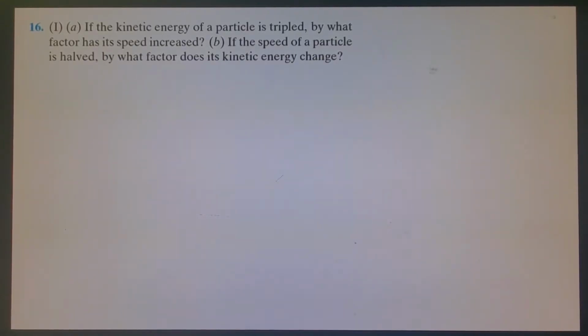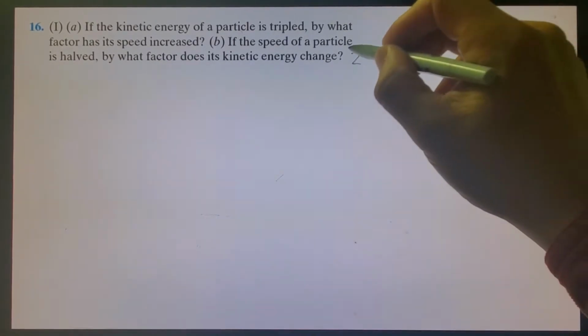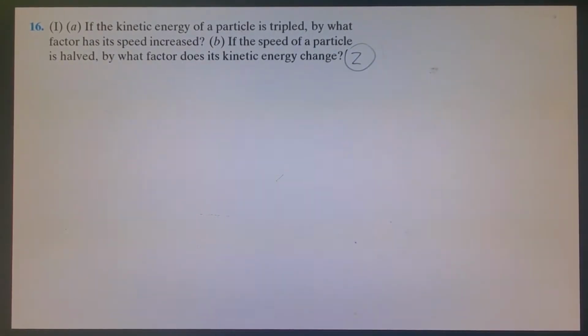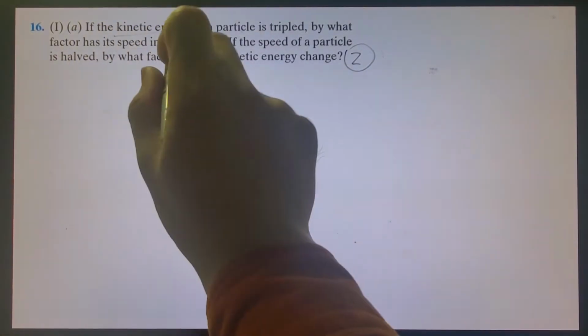This is chapter 6, problem number 16. The lucky number for this problem is 2. If the kinetic energy of a particle is tripled, what do we mean by kinetic energy?